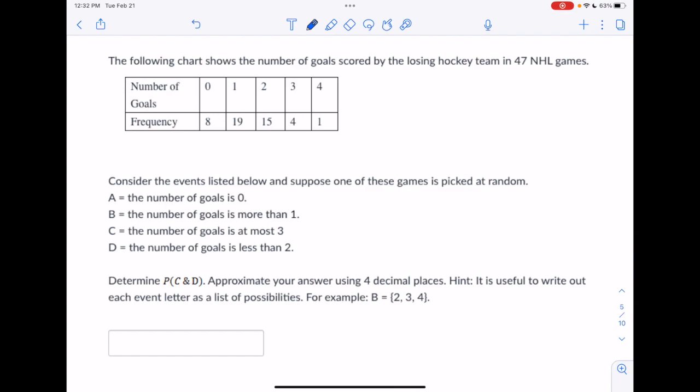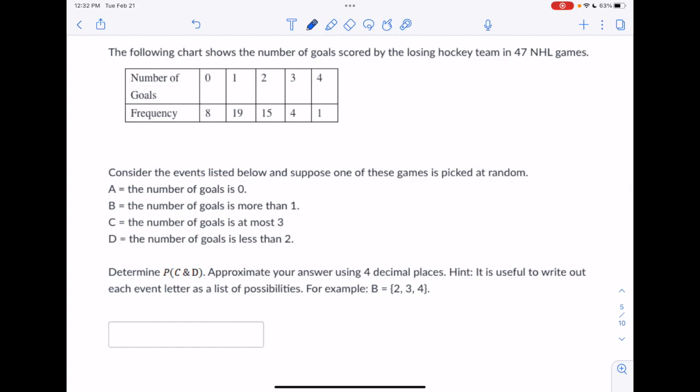The following chart shows the number of goals scored by the losing hockey team in 47 NHL games. Consider the events below and suppose one of these events is picked at random. We have A, the number of goals is 0, B is the number of goals is more than 1, and so on and so on.